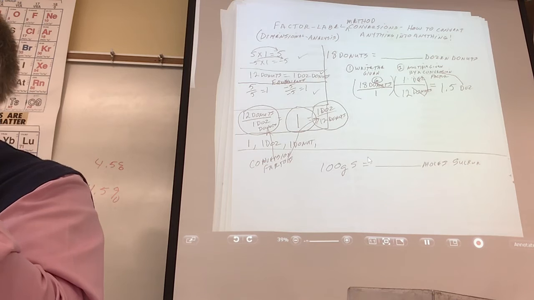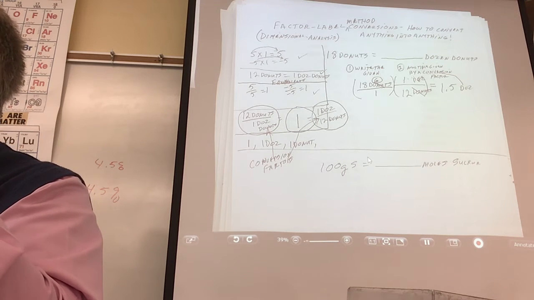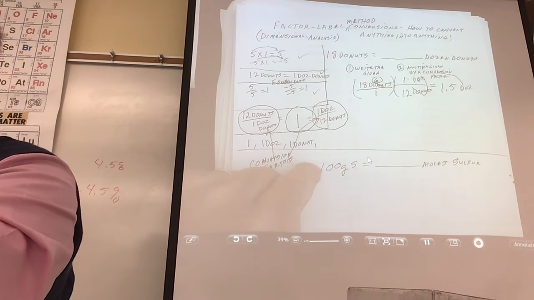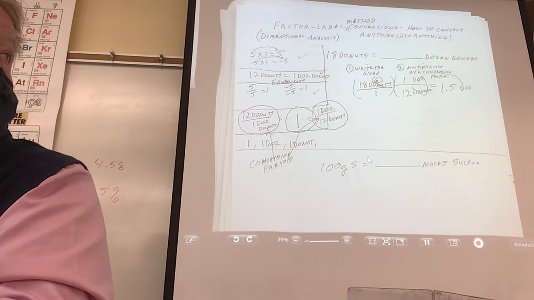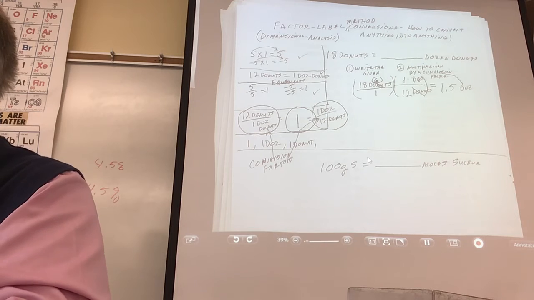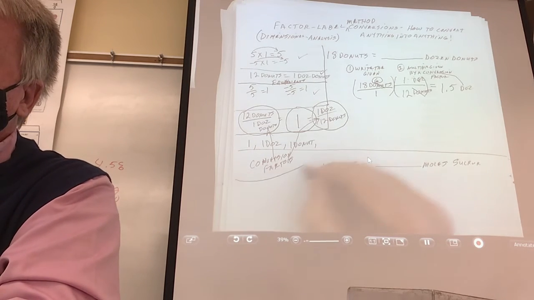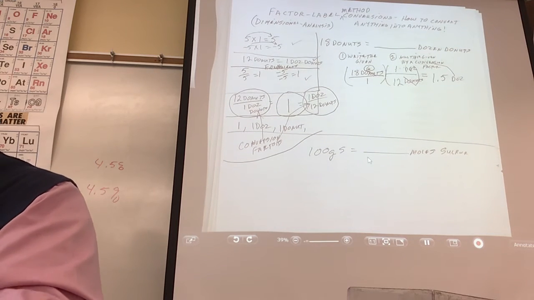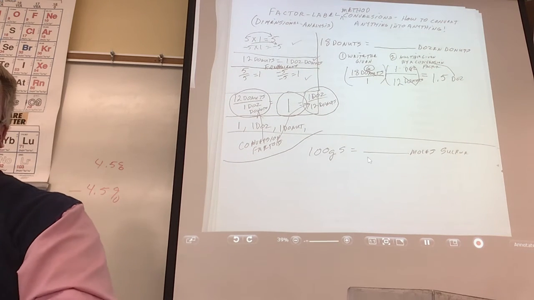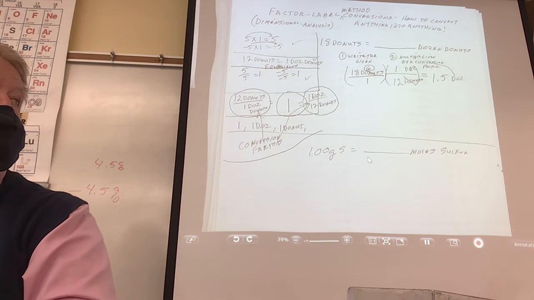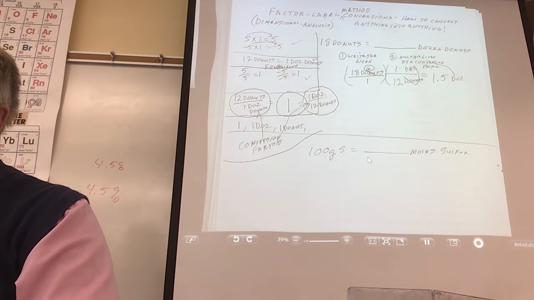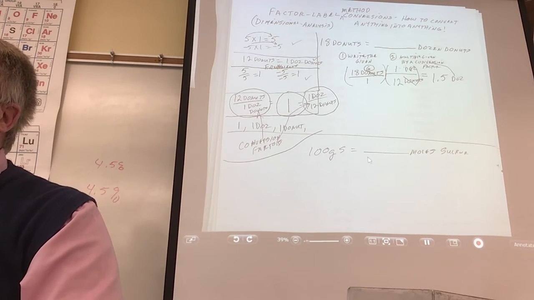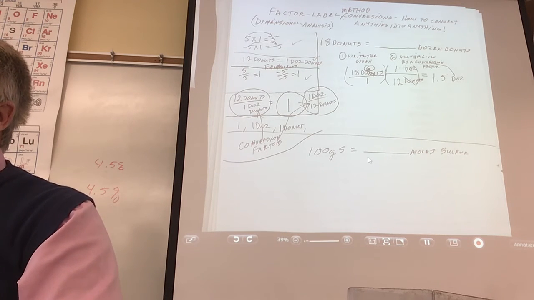Now, I'm going to give you a minute, maybe 2. Do what you're supposed to do down here. Ready? And go. Do what you're supposed to do for this problem. What are those words over to the right? Moles of sulfur. 100 grams of sulfur equals how many moles of sulfur? Ready? Do what you're supposed to do and go. You said you were worthy of me teaching this to you. If you're worthy, you'll know exactly what to do.